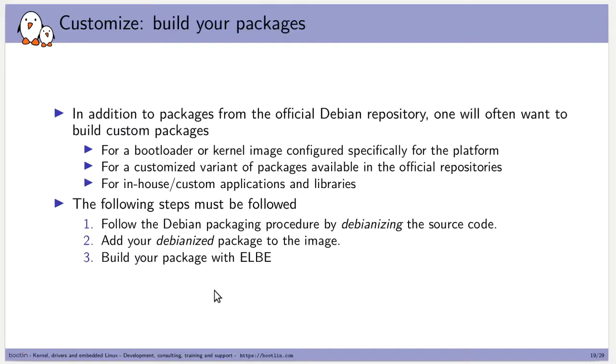Now we will look at how to build your own package with ELBE. It is an important step if you want to do a Debian for your own board. You will need to add a bootloader and a kernel specific to this board. So you have to create one of these packages and add it to ELBE. You can also use whatever package you want. For example, in one of my projects, I needed to rebuild Qt. It took a bit of time, but I managed to do it.